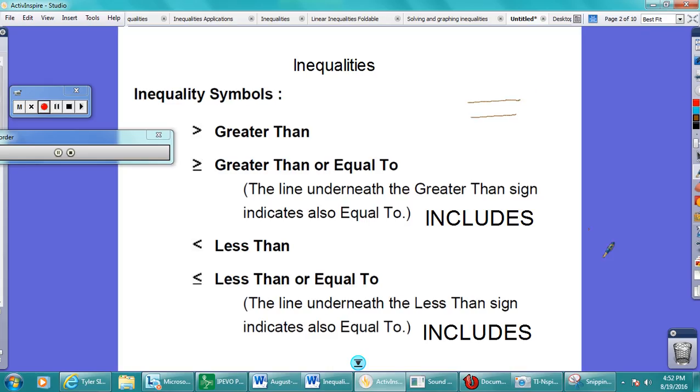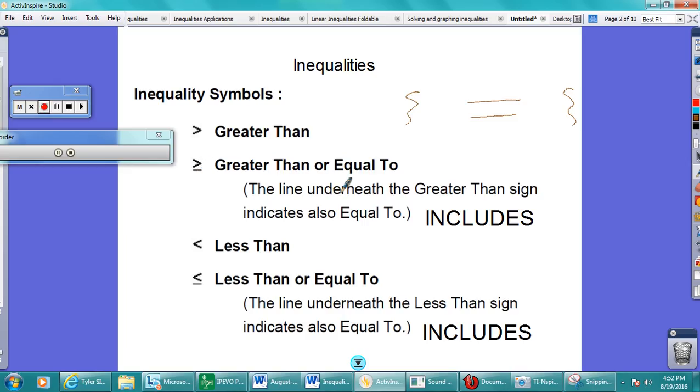we have equal signs. You have something on this side of the equal sign, and something on the other side. Now in inequalities, we're going to start using symbols. We have the greater than symbol, and we have the greater than or equal to symbol. What's the difference between these two? Well, we have a little line here.